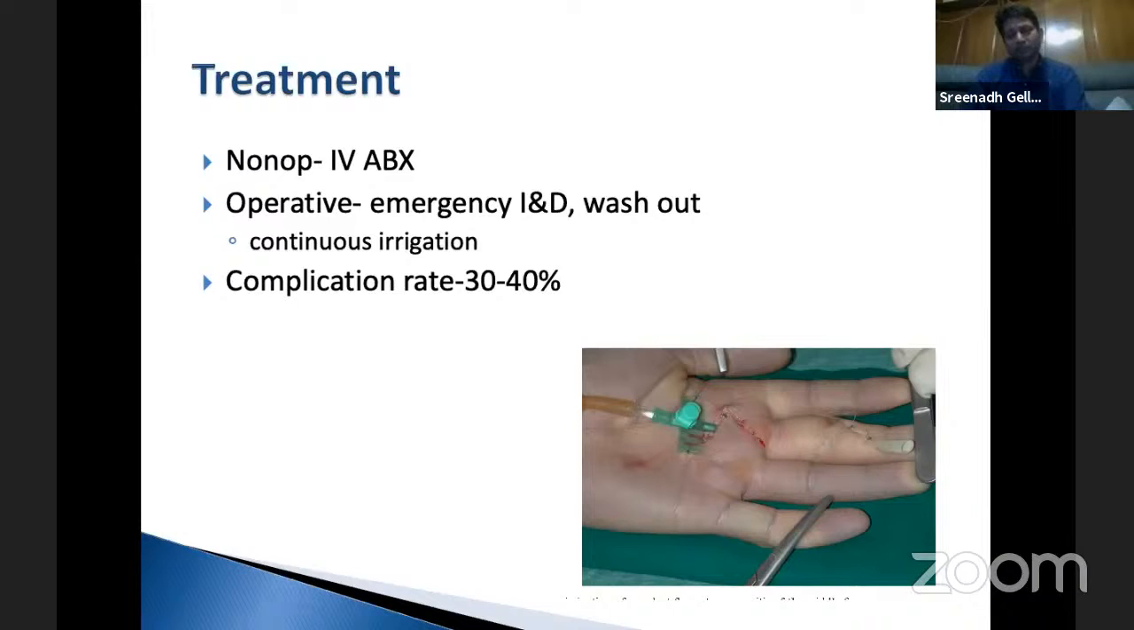There are two ways we can do it. Either we can do an acute washout, or we can do a continuous washout in the ward, where the collection drains from the other side and, after about 24 to 48 hours, it can be taken out. One thing I would like you to remember is that the complication rate can be up to 30 to 40%. These include stiffness, recurrent infections, need for further surgeries, or scar problems.